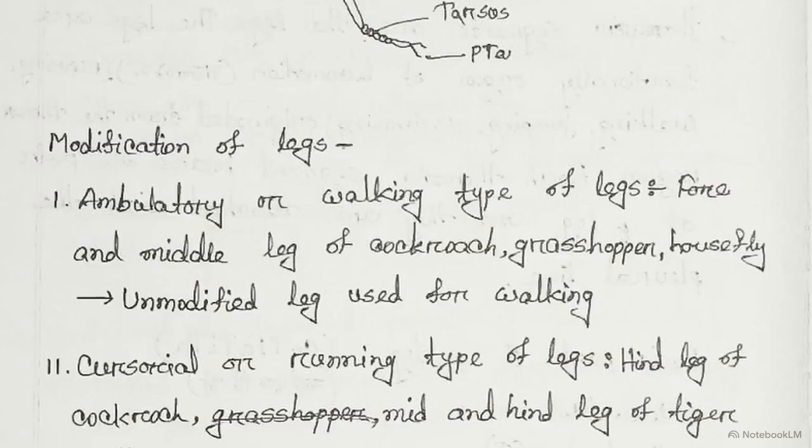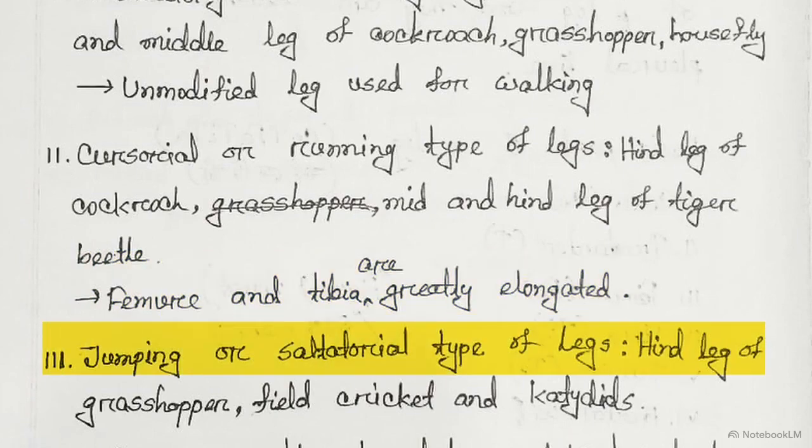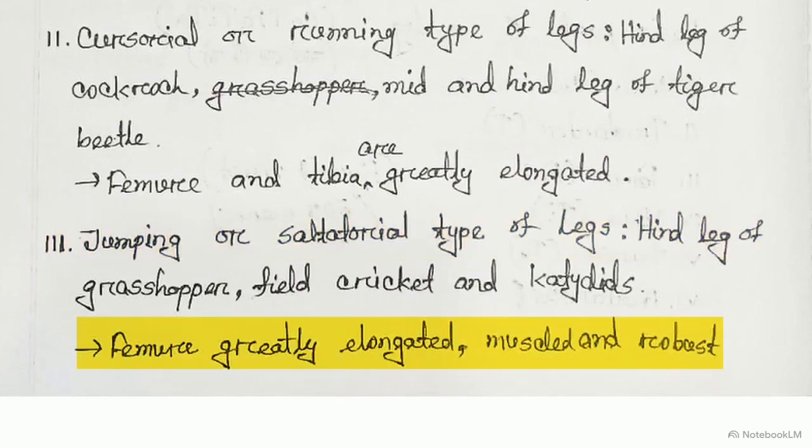Looking further down the notes, we see how insects adapt this blueprint. Unmodified legs used for standard walking are called ambulatory, like on a cockroach. When the femur and tibia elongate for running, like in the tiger beetle, it's called a cursorial leg. For jumping insects, like grasshoppers, we see the saltorial type. The defining feature here is a greatly elongated, heavily muscled, and robust femur to generate launch power.